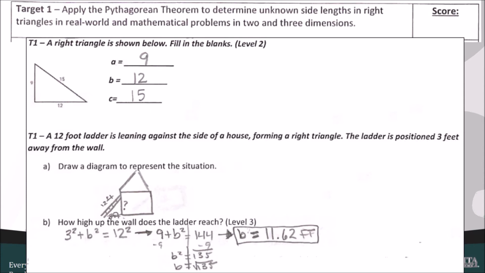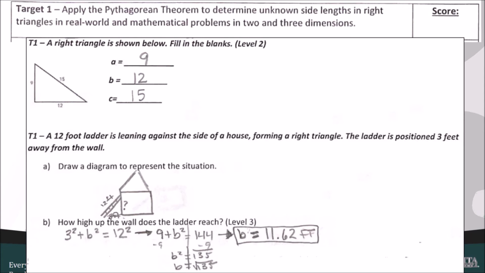As we move down to questions A and B, we see again it's addressing target 1. We also see from question B that these are addressing level 3 thinking because it's asking him to determine unknown side lengths in our right triangle. As we can see, he has set up his problem correctly on A. He has then set up the formula correctly on B and solved it, giving us the proper label and his answer of 11.62 feet.